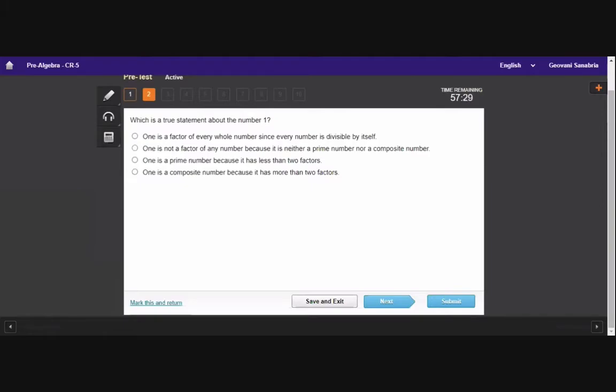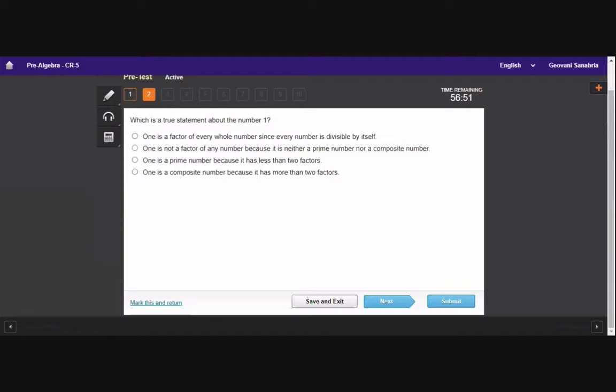Which is a true statement about the number 1? This is also just knowing definitions. 1 is a factor of every whole number, since every number is divisible by itself. That might be true. 1 is not a factor of any number because it is neither a prime number nor a composite number. So from what you told me, the last 2 are not right. 1 is not a prime number and it's not a composite number.